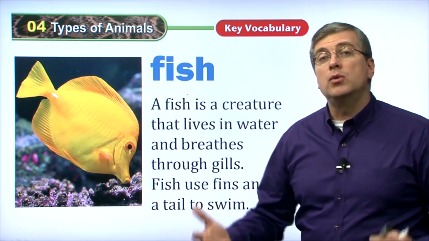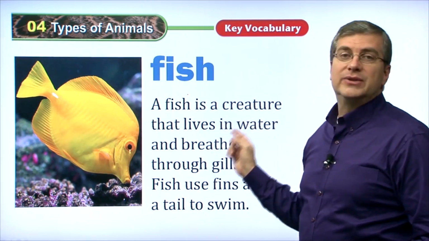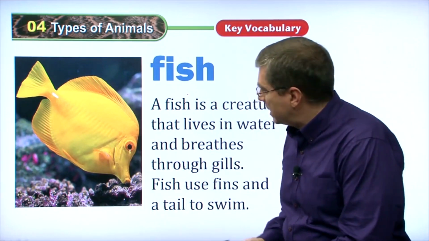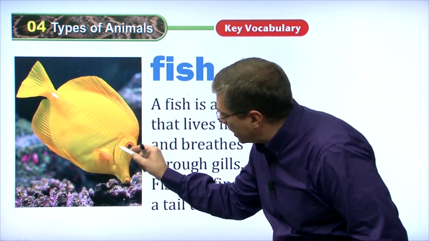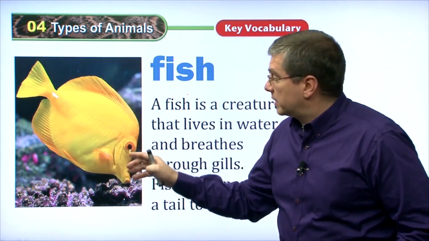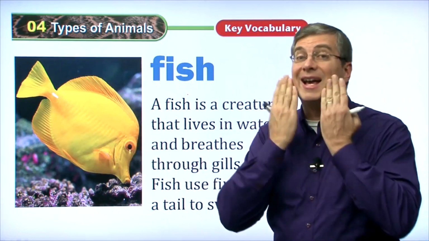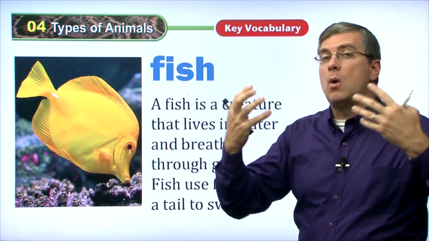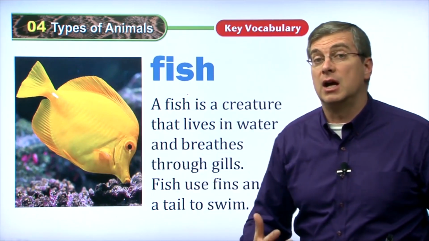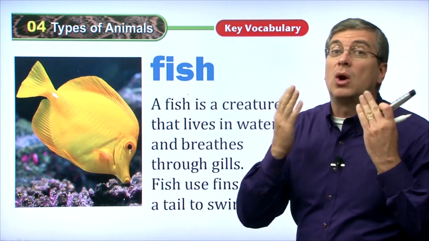What is a fish? How do we describe fish? A fish is a creature that lives in the water. It breathes through its gills. You can see the gills right here, this opening on the side of the head. There's oxygen in the water, but we can't get that oxygen because we don't have gills. But a fish has gills, so it can push that water through and take out the oxygen, and that's how a fish breathes underwater. If you take a fish out of water, it can't breathe because gills don't work in air.